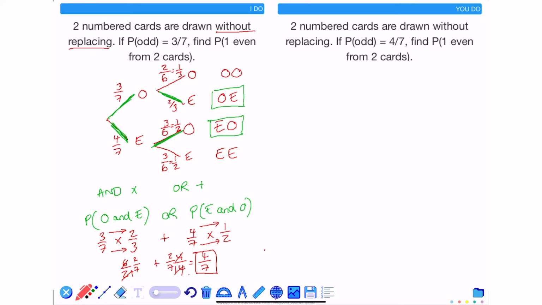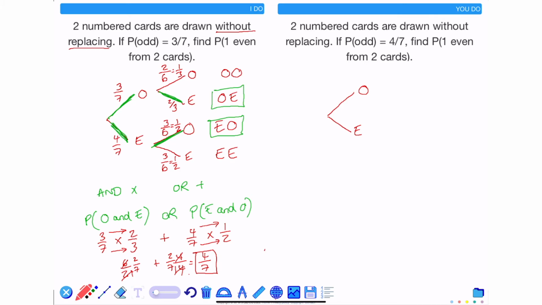Pause the video here and have a go at the question on the right hand side. When you're ready for the answer, press play. So as we did before, let's draw a diagram. It's the same scenario where I have numbered cards, and I'm looking at the probability of it being odd or even. So on my first draw I could get an odd or an even number.